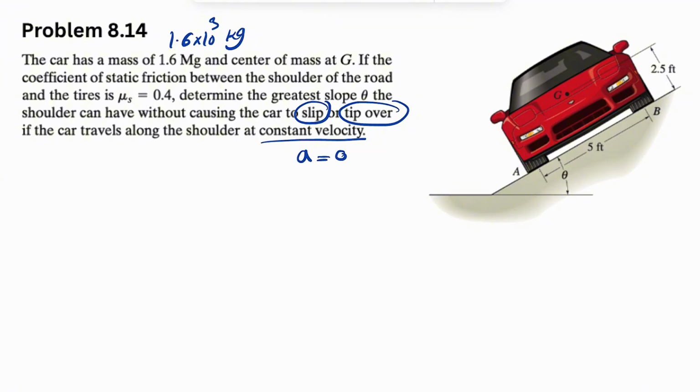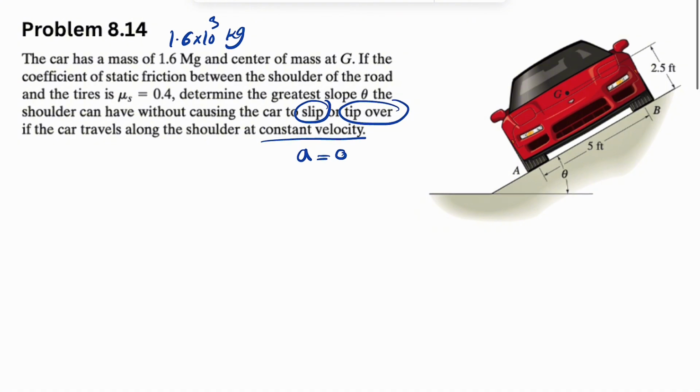Slipping means that the car can actually slip down the incline because of the weight, and tipping over is basically the car getting locked at this point A and starting to turn. So we have two different conditions. These are not the same thing, and we can start with each of them. Let's start with the slipping.